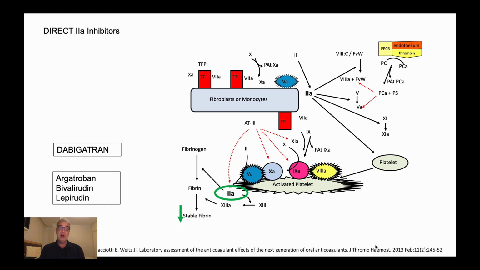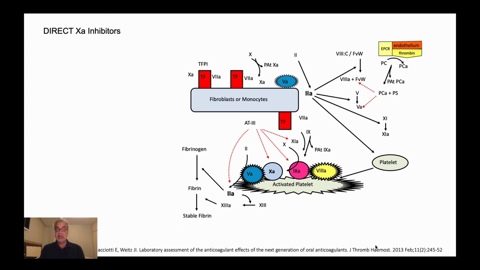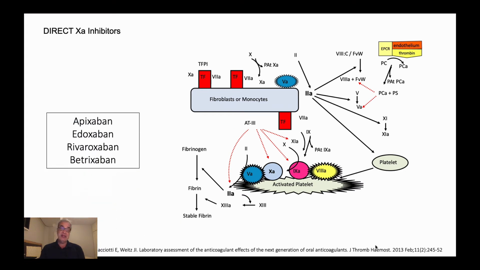Now, the super well-known direct factor 10A inhibitors like apixaban, edoxaban, rivaroxaban, and betrixaban. It's a direct inhibition of factor 10A, very potent, almost generating zero thrombin generation with decrease of stable fibrin. Very potent drugs, and that's their mechanism. Direct inhibition of factor 10A. This is nothing new.